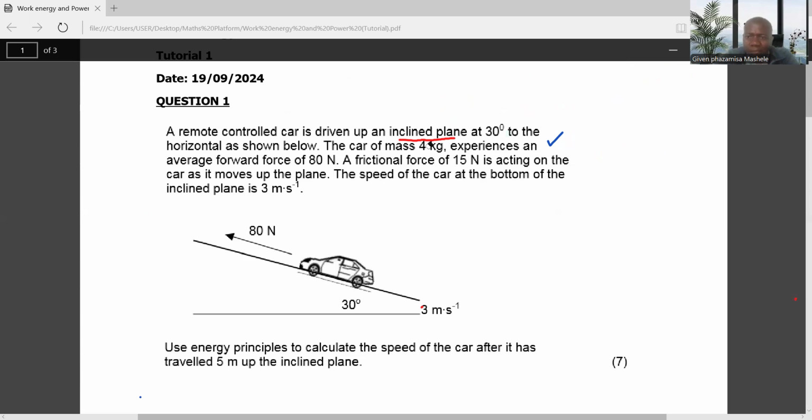The energy principle is just the work energy theorem, or the formula that I just explained, the work done by the non-conservative force. These are the energy principles. So if we use either of the two formulas, we'll be able to get the answer. If we use the formula for the work energy theorem, or the formula for work done by a non-conservative force, the answers will be the same. So these are called energy principles.